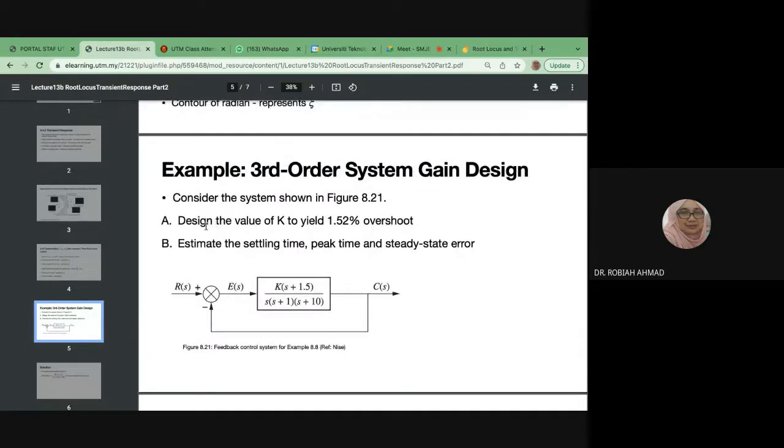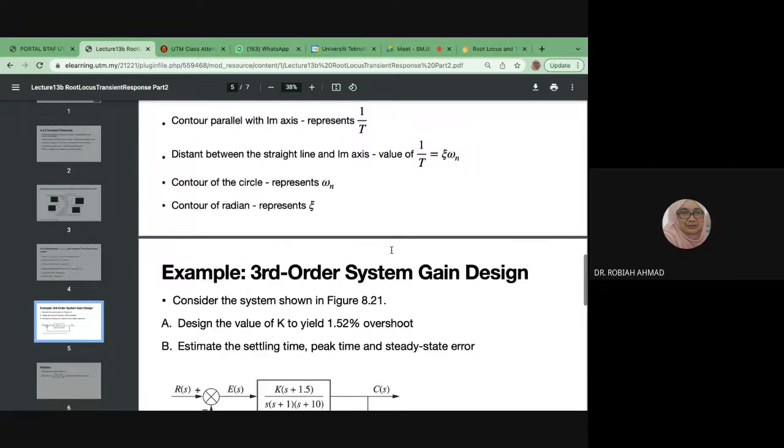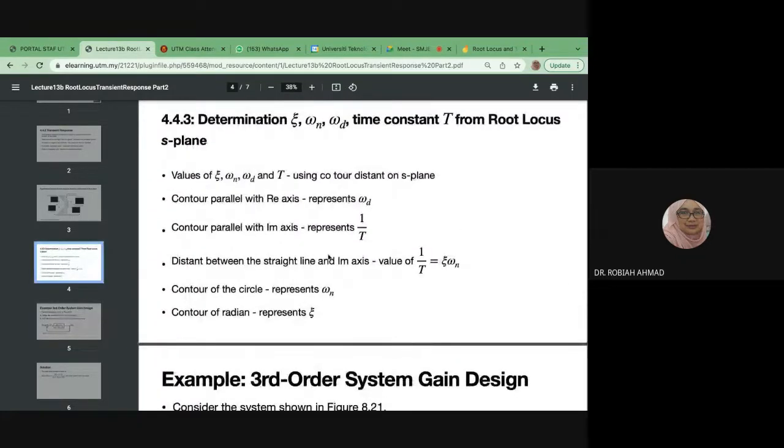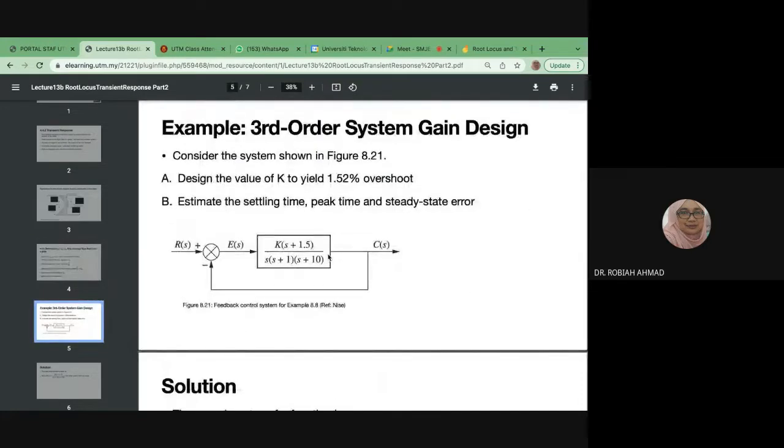Okay, now design the value of k to yield 1.52% overshoot. So sekarang saya tambah overshoot. And then yang lain sama. Estimate the settling time, peak time. Okay, itu semua kita dapat daripada sini lah. Okay. So saya tambahkan overshoot sini, 1.52. So kita belajar on the previous lecture notes 13a tadi, ada formula on the overshoots and zeta and beta and all that. So you kena dapatkan value tu dulu and then masukkan here.